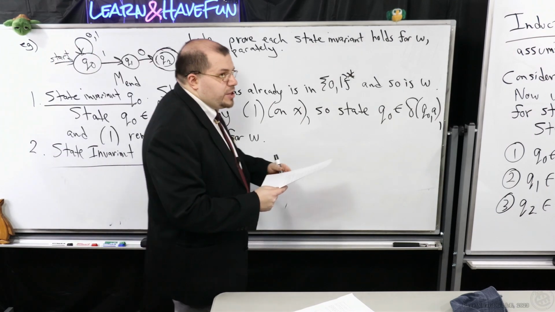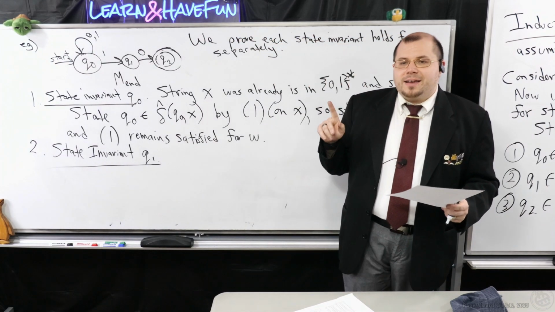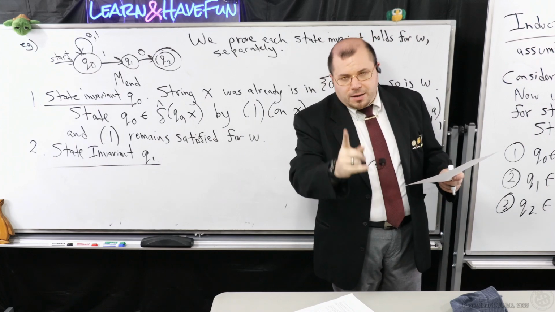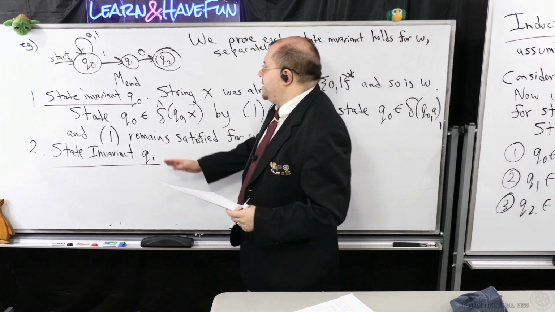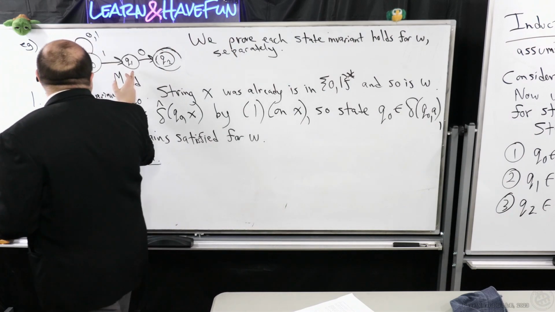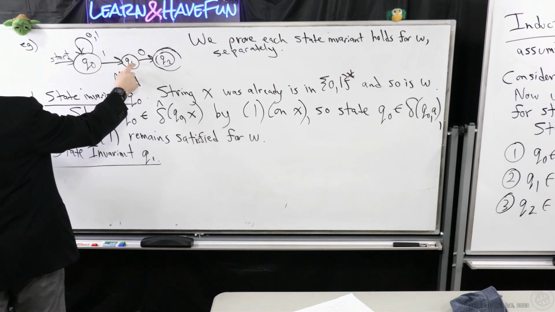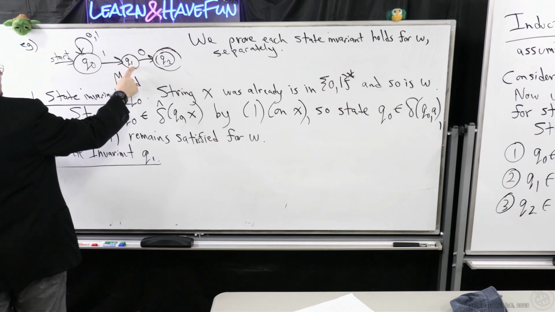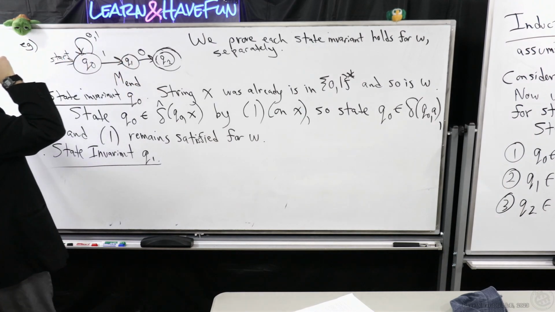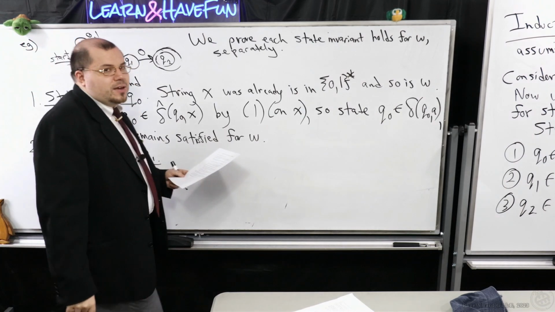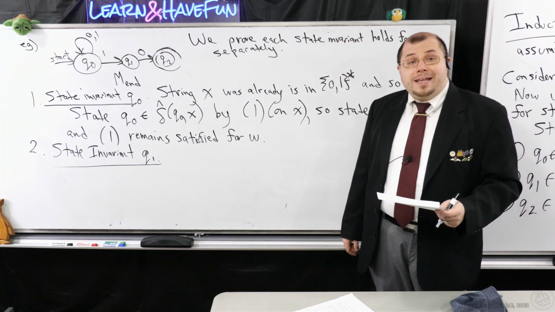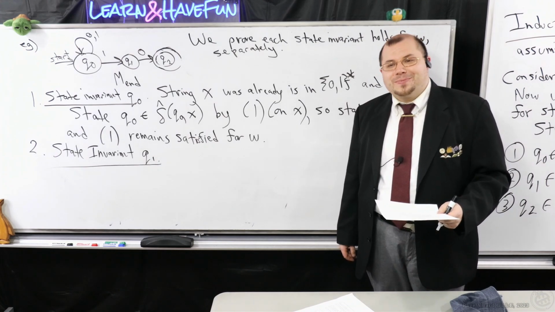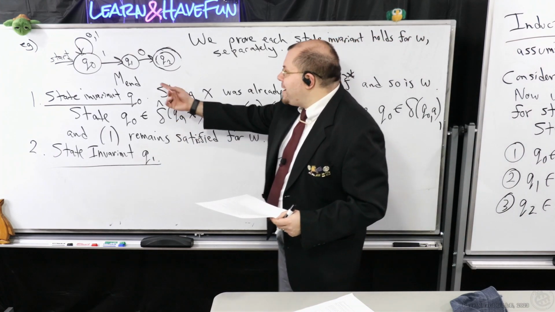So the state invariant for Q1, remember, means that upon reading string W, the string ends with a 1. So Q1 is in the set of active states upon reading W. But how do I get to Q1? How do I get to Q1? How do I get here?